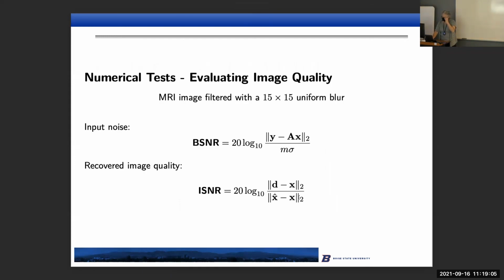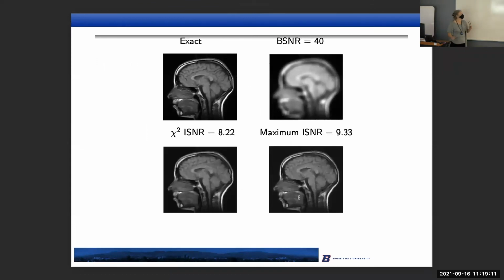Okay, so the test I did for this one, and again, this is just to kind of convince you that it works more than anything. So the idea is, here's an exact one, and here's one that's blurred. And the previous slide described what that 40 means.